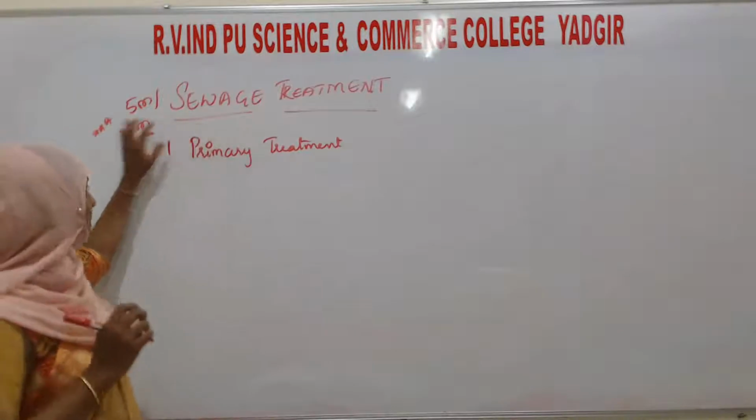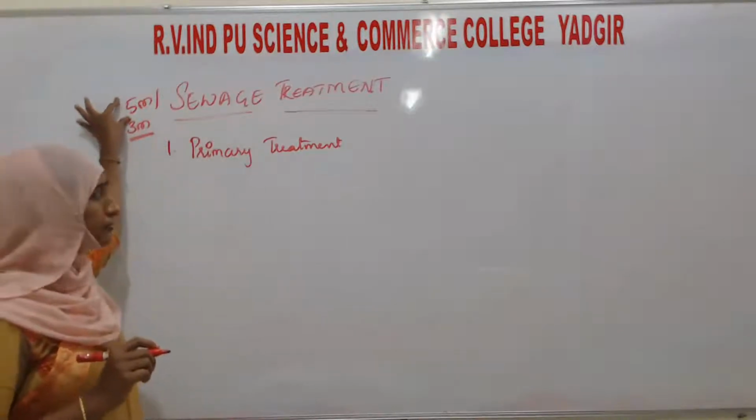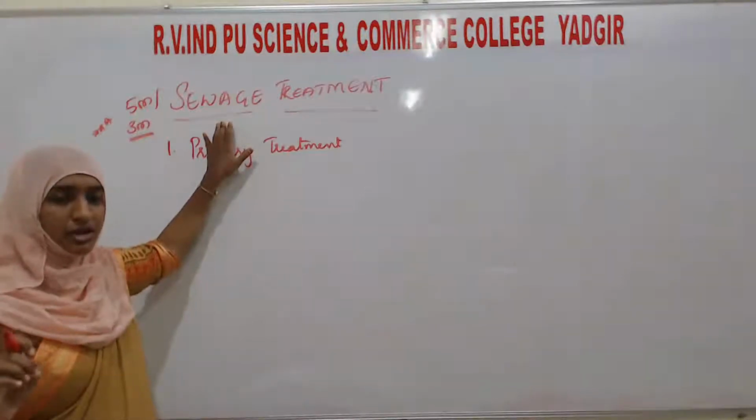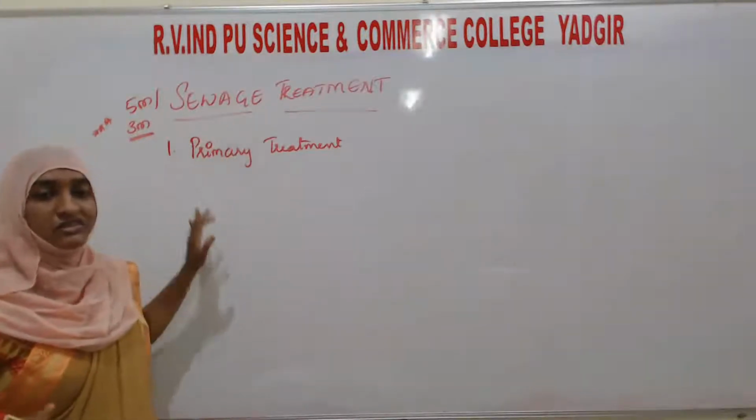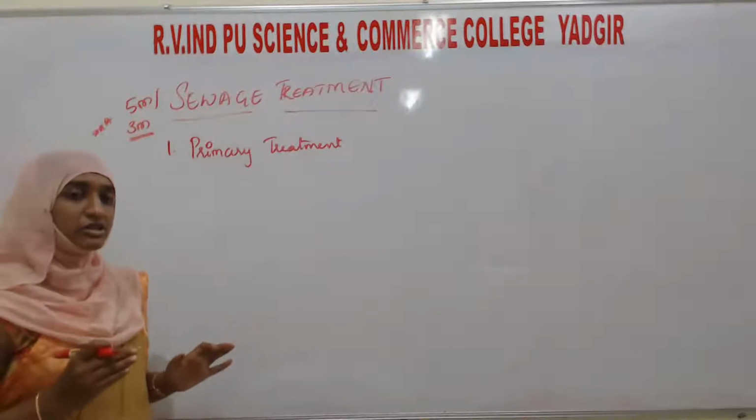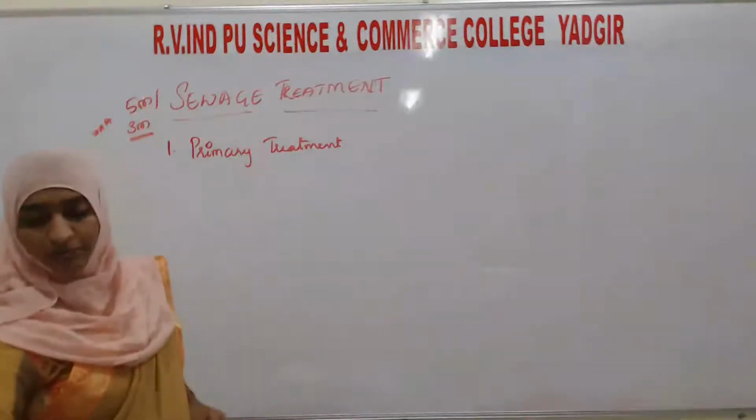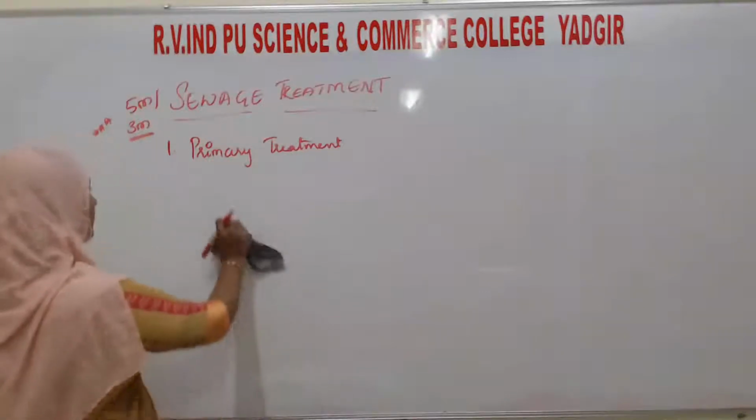Otherwise, if they are asking for 5 marks, they will ask: what is sewage water? Explain briefly about the sewage treatment. In that question, you have to mention all the three treatments. So first we will see about the primary treatment.